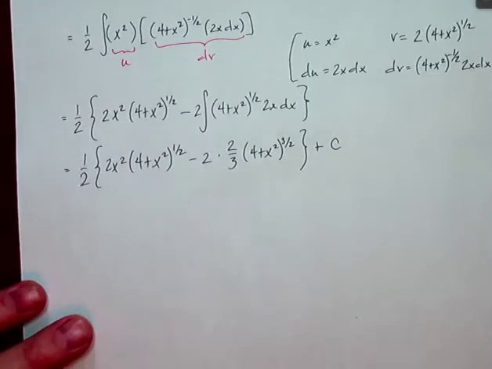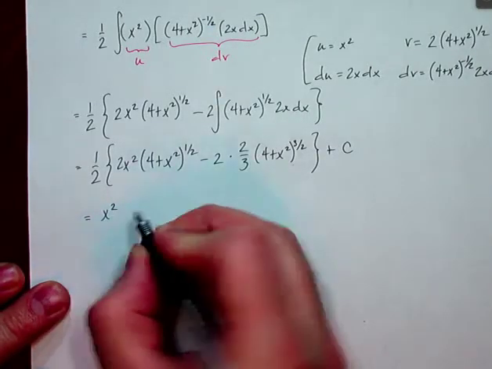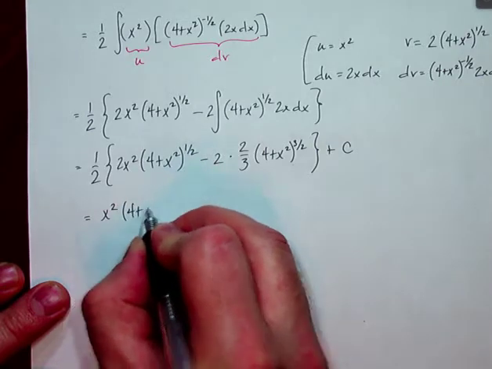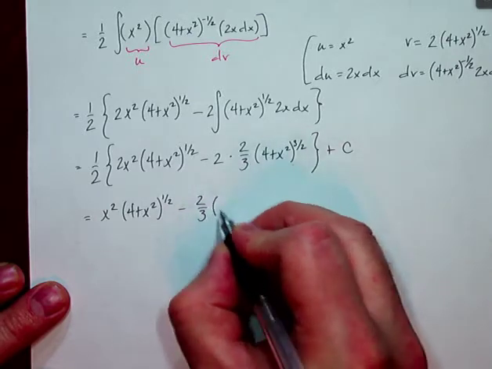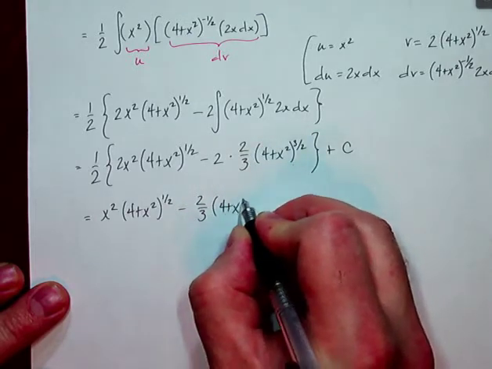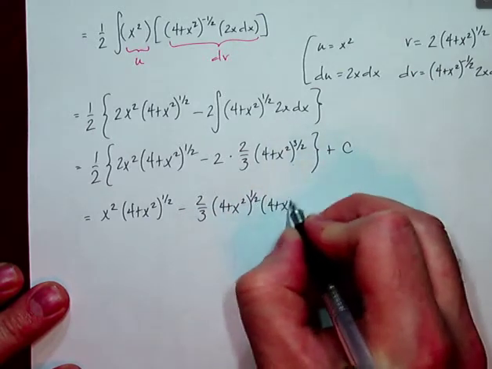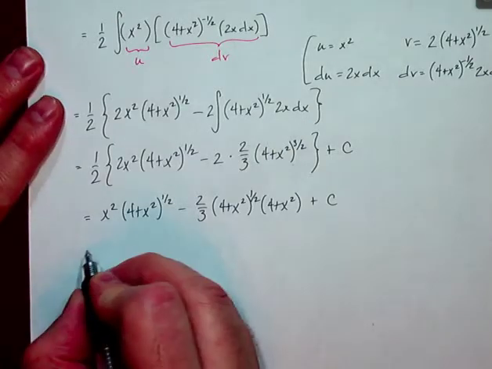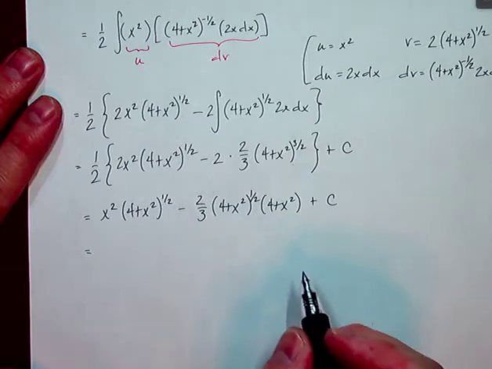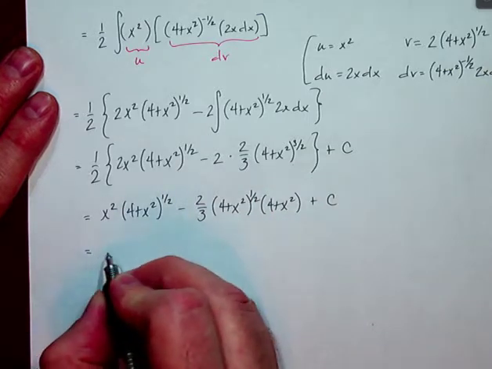Now that looks kind of like a mess, but let's go ahead and distribute that 1/2, and I get an x squared times 4 plus x squared to the 1/2 minus 2/3, and then I'm going to split this up into 4 plus x squared to the 1/2 times 4 plus x squared plus c. And the reason I'm going to do that is to show you that they're equal. You could have just left it as 3 halves and stopped right there, but I want to show you that these are equal.